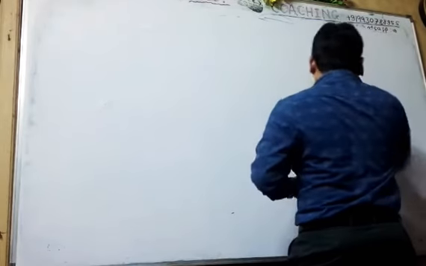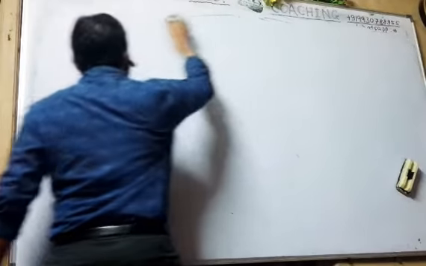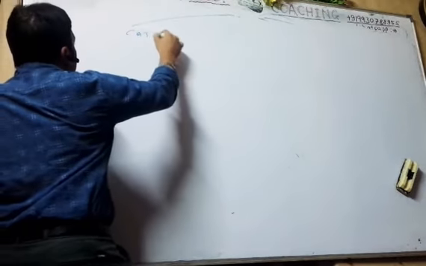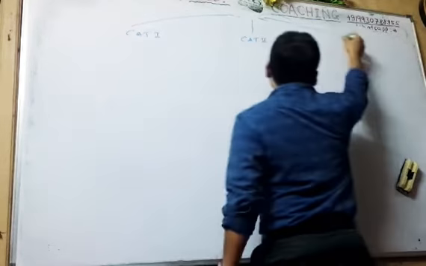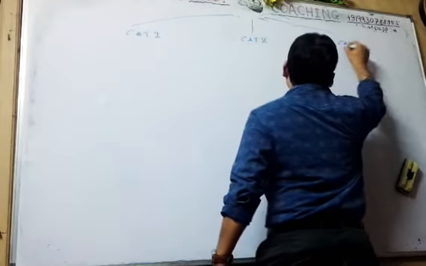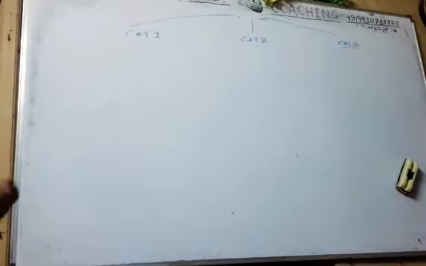So we have 3 categories of tuberculosis. Category 1, Category 2, and Category 3. I am going to use the same drugs, these drugs, through these categories.